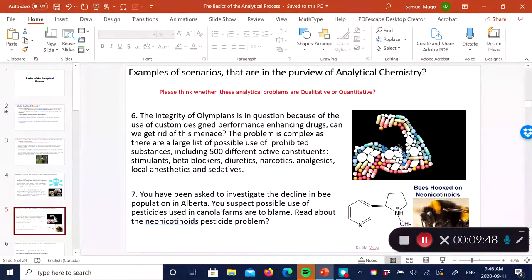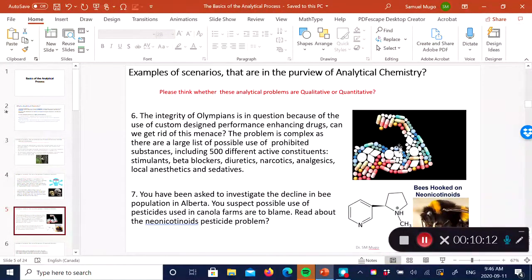Very, very complicated problem. And again, you can see in this case it's going to be sort of both. First, qualitative chemical analysis to try and figure out what type of chemical is present in whatever biological fluid, often blood is used in this case, and then to quantify how much is present.